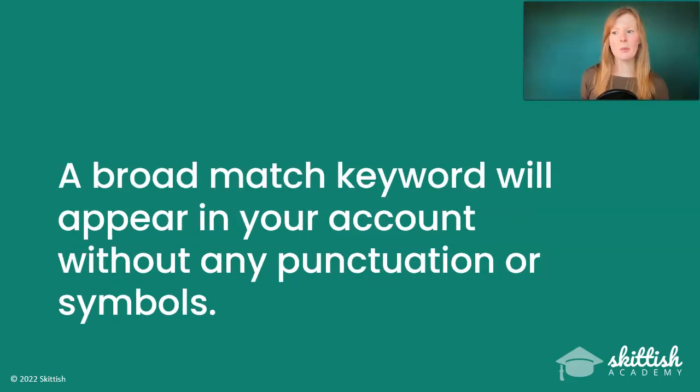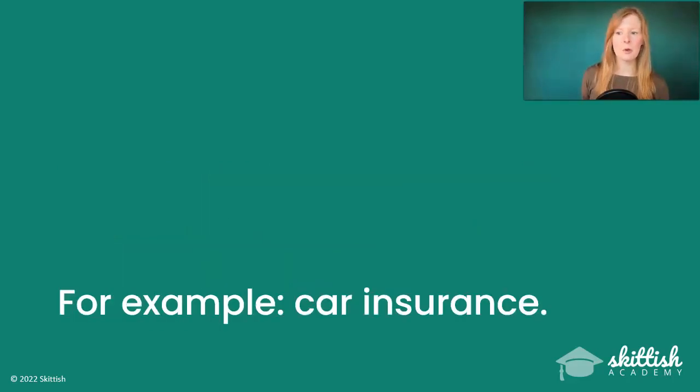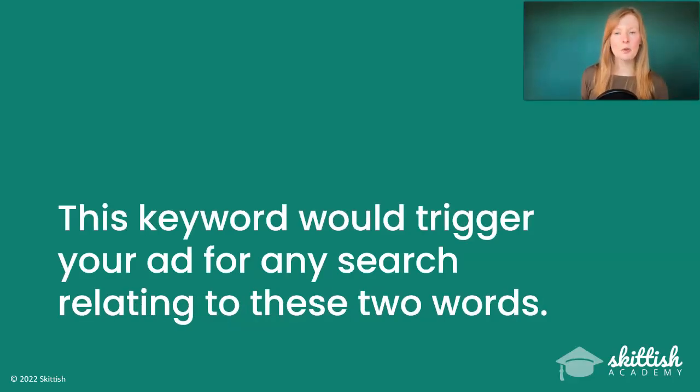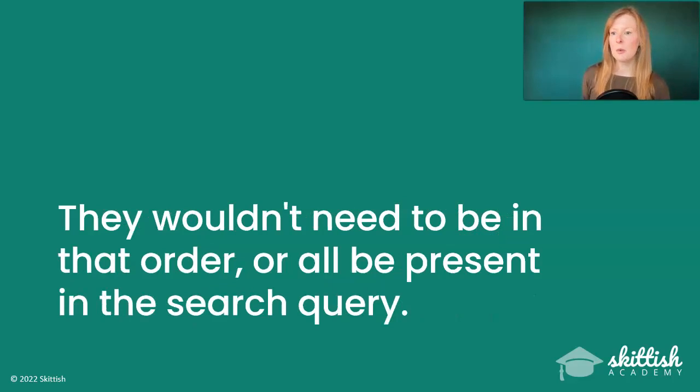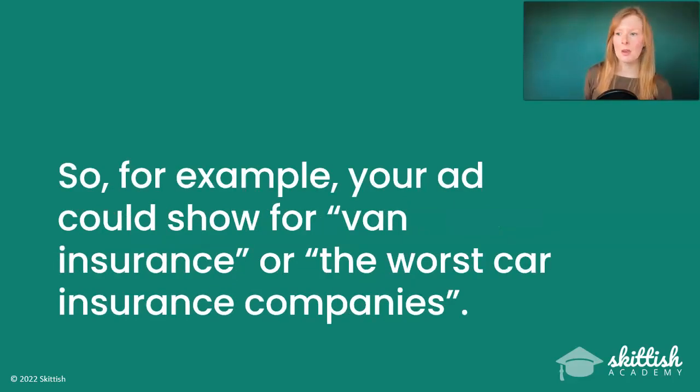A broad match keyword will appear in your account without any punctuation or symbols around it. So for example, car insurance. This keyword would trigger your ad for any search relating to these two words. They wouldn't need to be in that order or all present in the search query. So for example, your ad could show for van insurance or the worst car insurance companies.